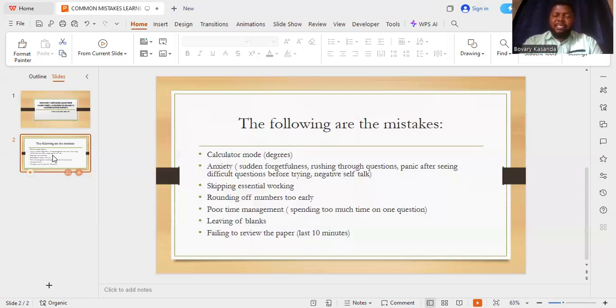Please, everything that is in the paper are common things that you've been doing together with your teacher. So you don't have to rush. Once you sit down on that desk, say a small prayer before you even start rushing for anything. Then on anxiety, we can also look at panic after seeing difficult questions before trying them.